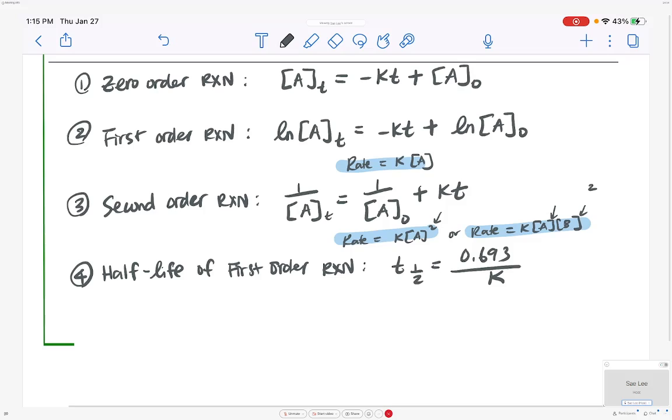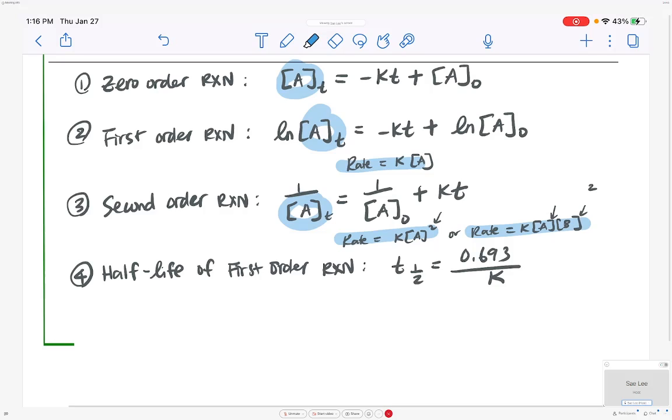So for half-life reactions, the later concentration, this [A]t, is already set. The later concentration after some time t will be half of the initial concentration.